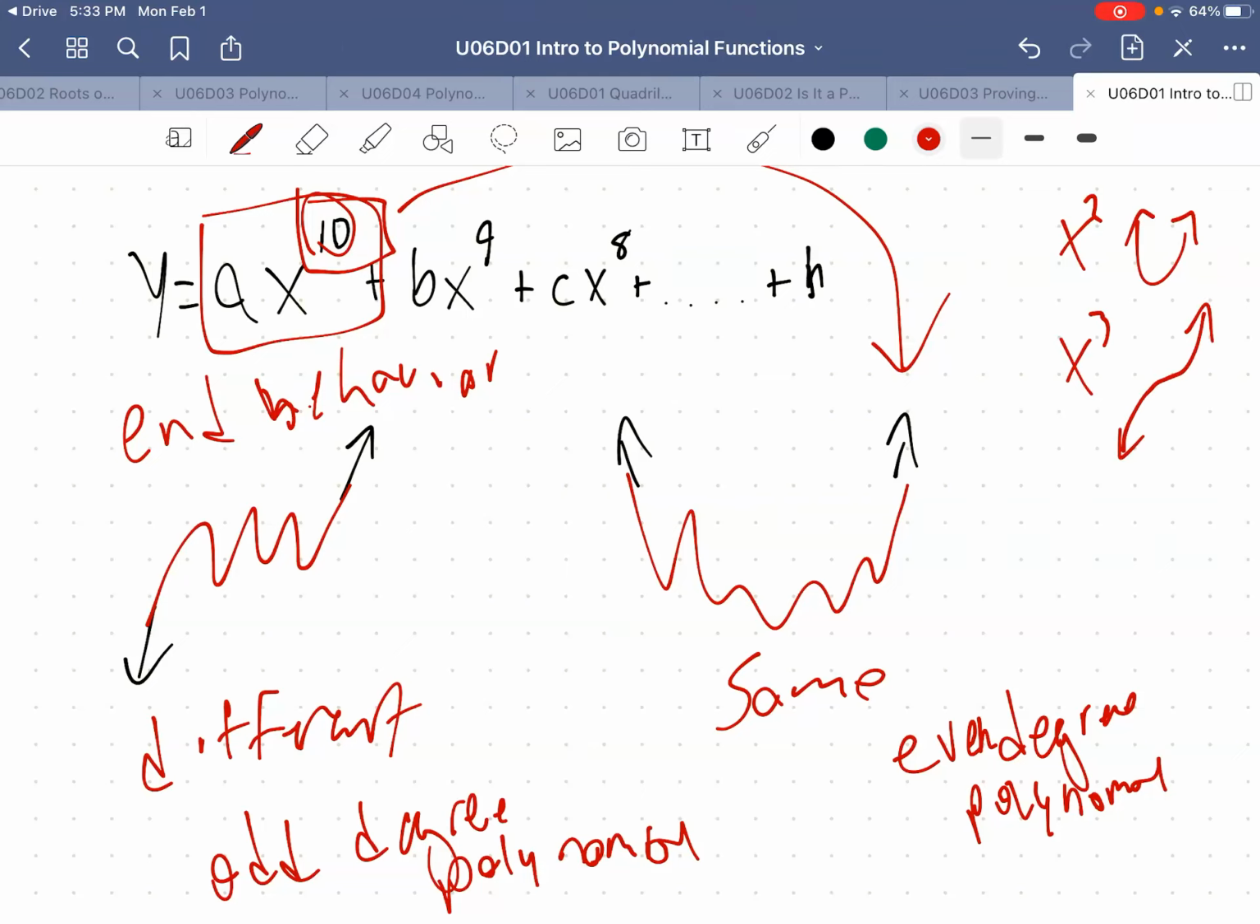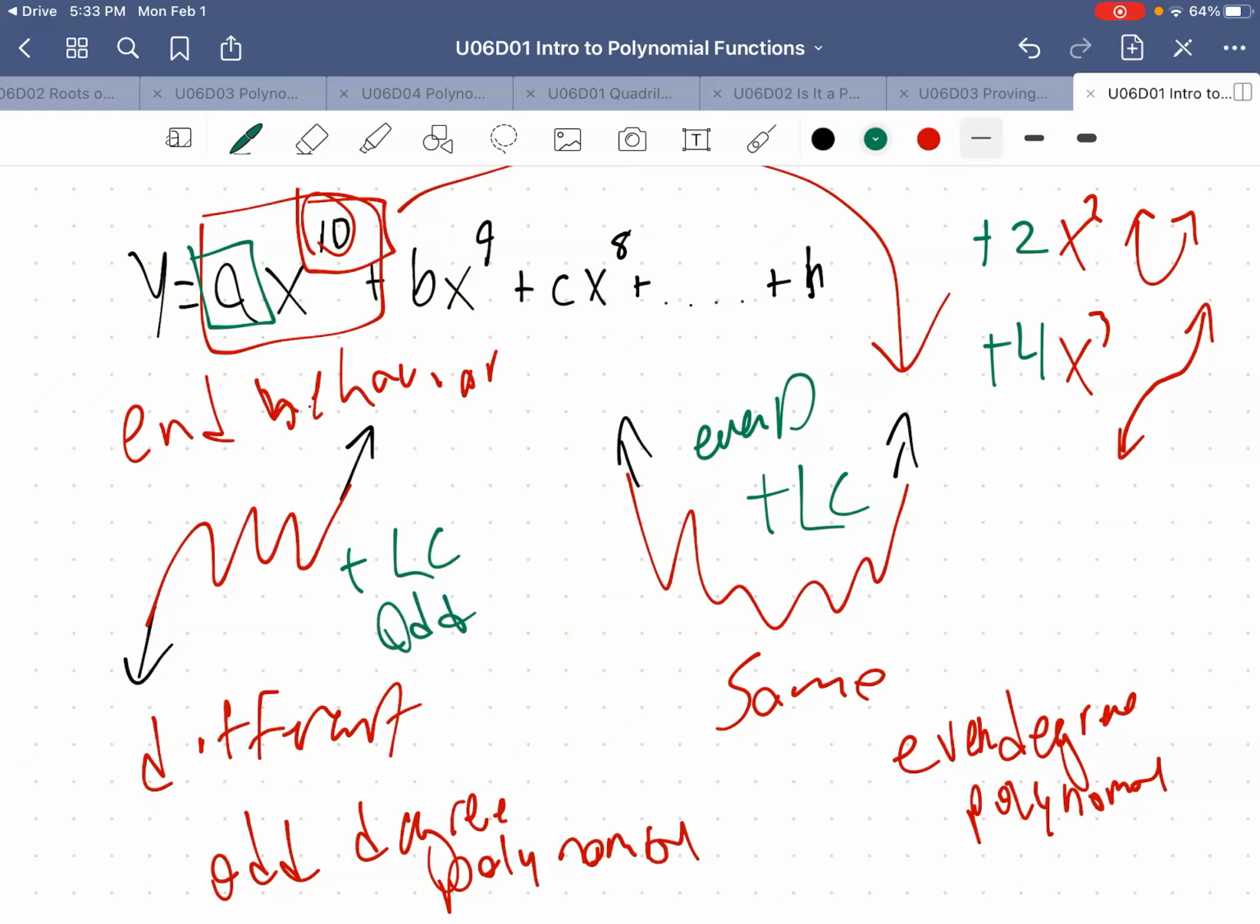All right, there's one more thing that is important when it comes to determining what the end behaviors of the graph look like, and that is the leading coefficient. That is the coefficient of the term that has the highest degree. So if the leading coefficient is positive, it will have one of these two graphs. So this is a positive leading coefficient with an even degree, whereas this would be a positive leading coefficient with an odd degree.